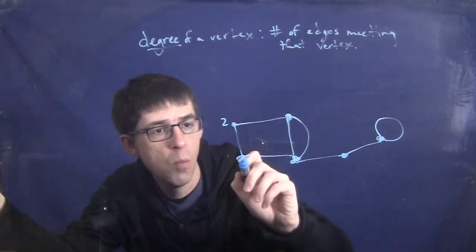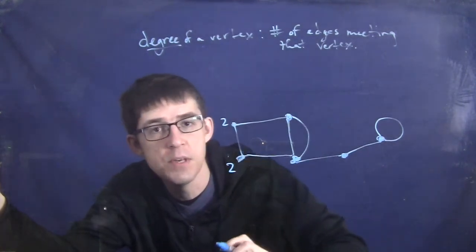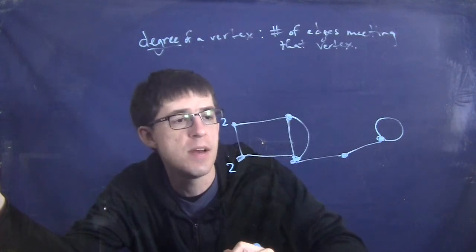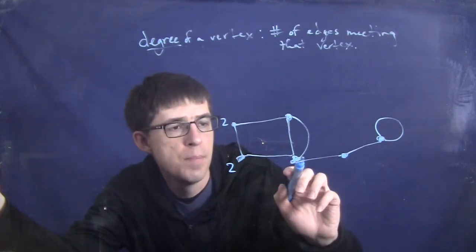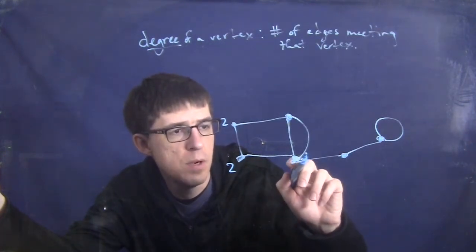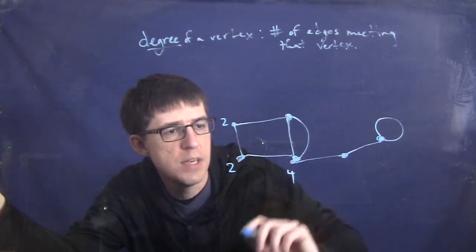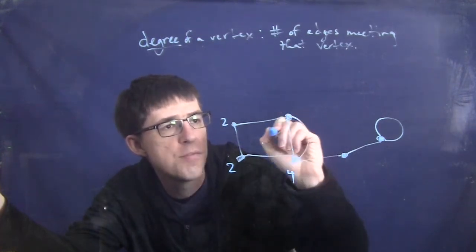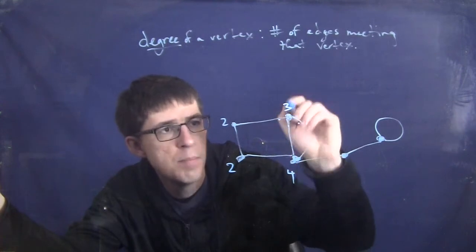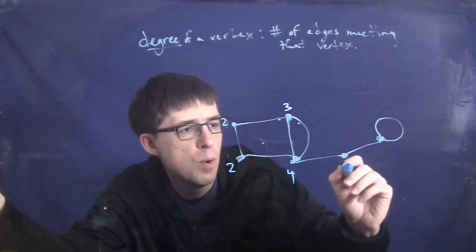So that one has degree 2. How about this one? 1, 2, right? This one also has degree 2. It's how many edges are going into that vertex. This one right here, how many edges are going into this one? I see 1, 2, 3, 4. So that degree is 4. This one up here, it looks like 3 to me, right? 3 edges meet this vertex. This one over here would be 2.